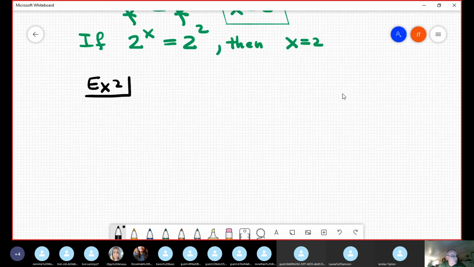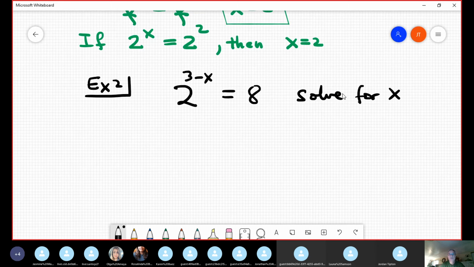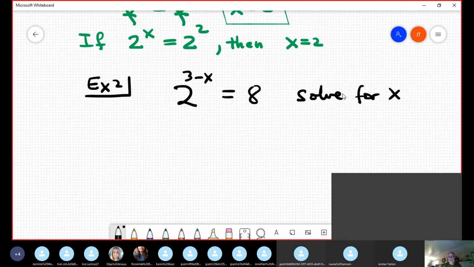Suppose this equation, 2 to the 3 minus x equals 8. Solve for x. So the first thing you should do is try to see if it is possible or not to manipulate both sides in order to express them using a common base. Is it possible or not? Manipulate both sides.